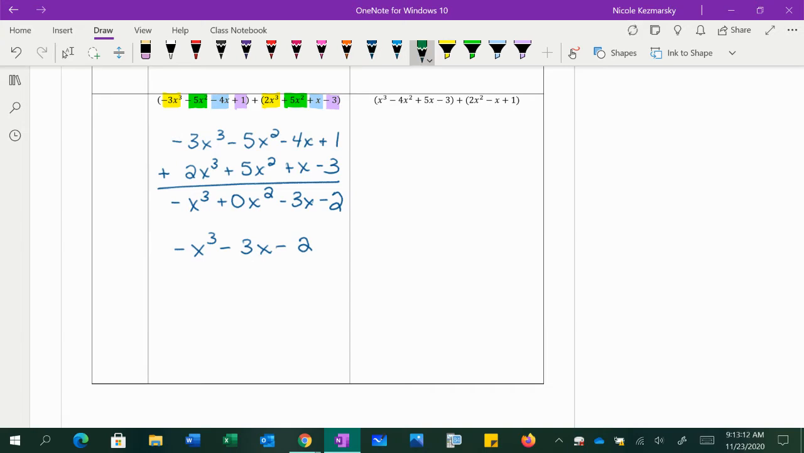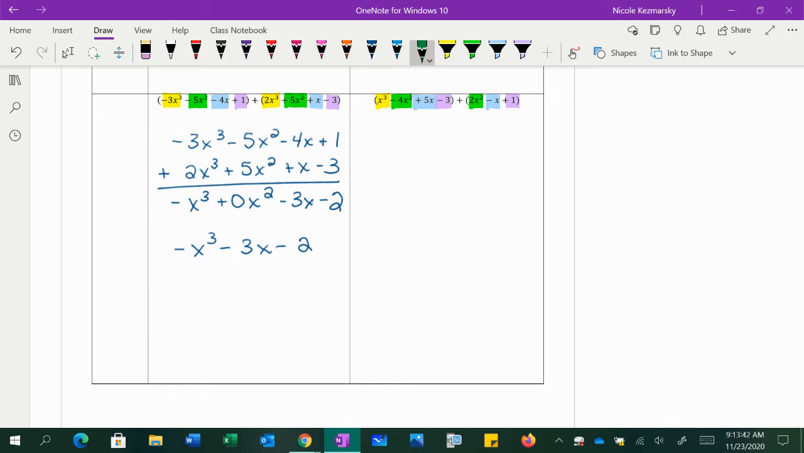For the next example, I'll go ahead and do the grouping method. So for this one, I'm going to take a look at my terms. I see an x cubed, and for this one, I don't see another x cubed. So then I'll look for x squareds. I see an x squared and an x squared. For x's, I see an x and an x, and then I see a constant and a constant.